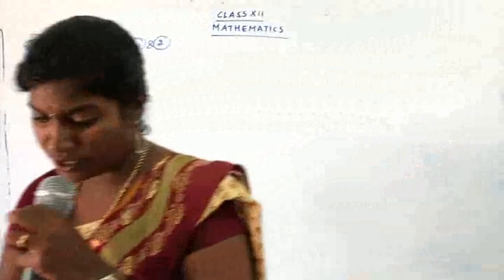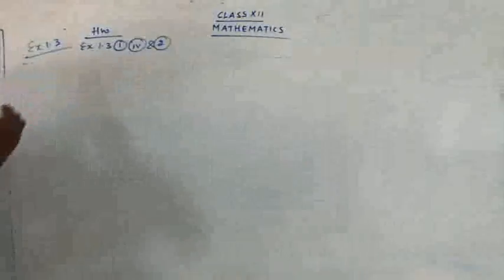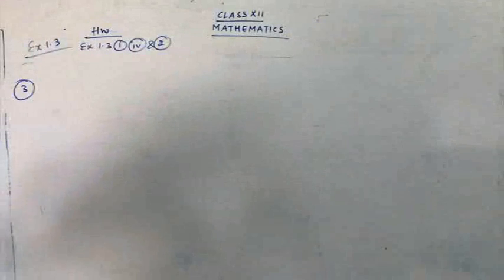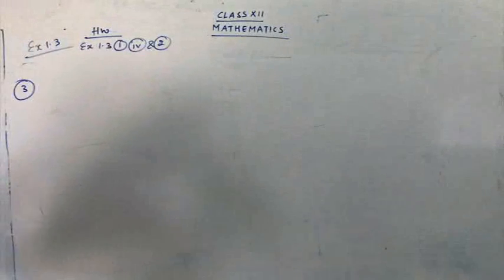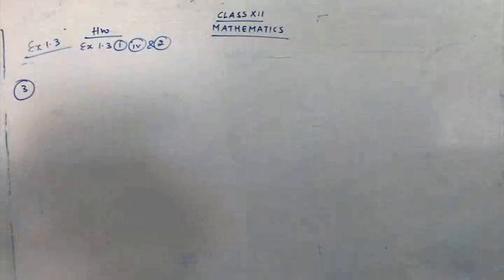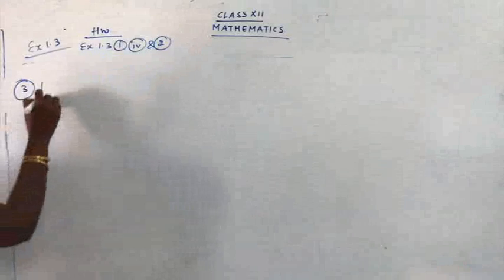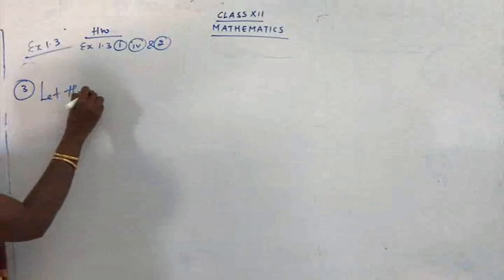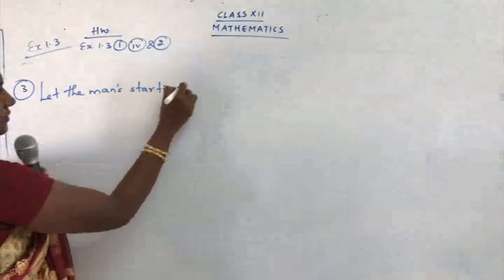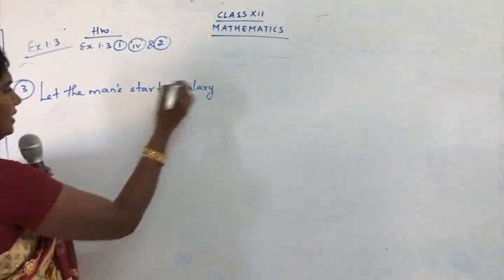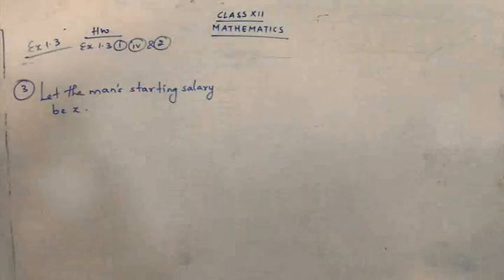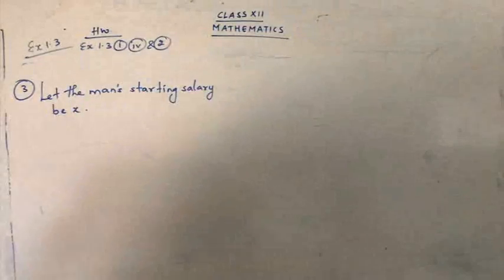Okay, so let's continue our sum. Sum number 3. There are two unknown parts. One is the starting salary and one more thing is the annual increment. So let's start the statement. Let the man's starting salary be X. One more thing is unknown, the annual increment.